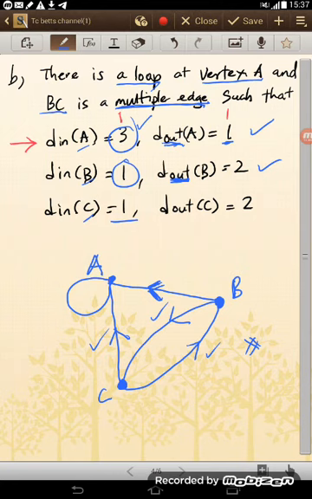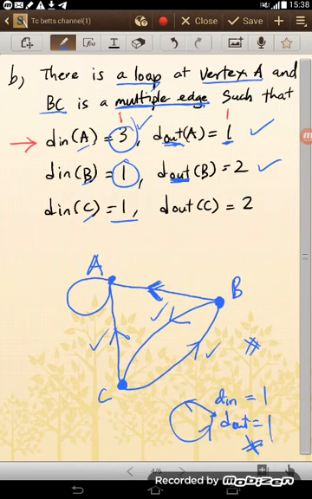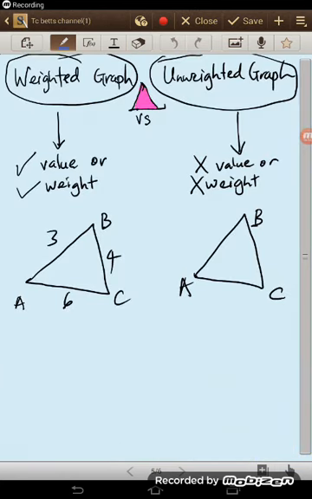So remember, for a loop, you have out and in. So the degree for in is 1, degree for out is also 1. Please remember that. Okay, class, we are done with the directed graph. Now we go to the next topic, the weighted graph and unweighted graph.